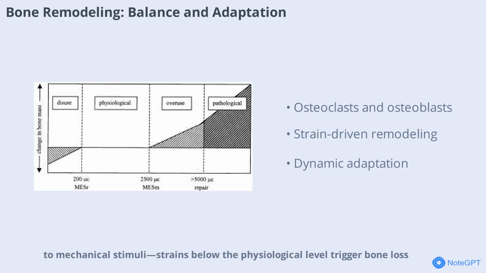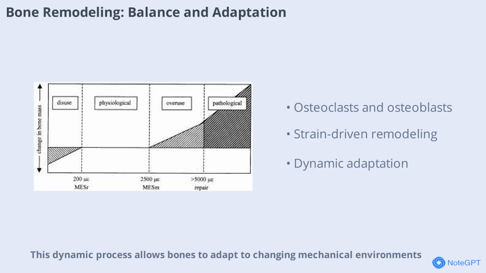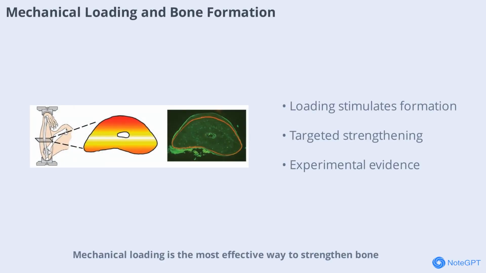Strains below the physiological level trigger bone loss, while strains above it stimulate bone formation. This dynamic process allows bones to adapt to changing mechanical environments, maintaining strength and function. Mechanical loading is the most effective way to strengthen bone. Adding new bone tissue to the periosteal surface increases resistance to bending and torsion.